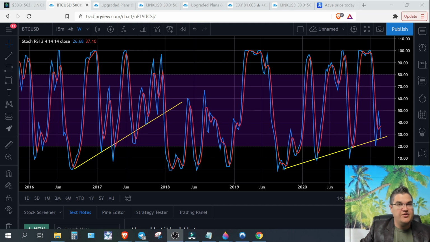Today is March 3rd of 2021, and today we are going to look at Bitcoin USD. This is on the weekly chart. This is the Stochastic RSI. Now the Stochastic is in blue, and the average of the Stochastic is in the red.